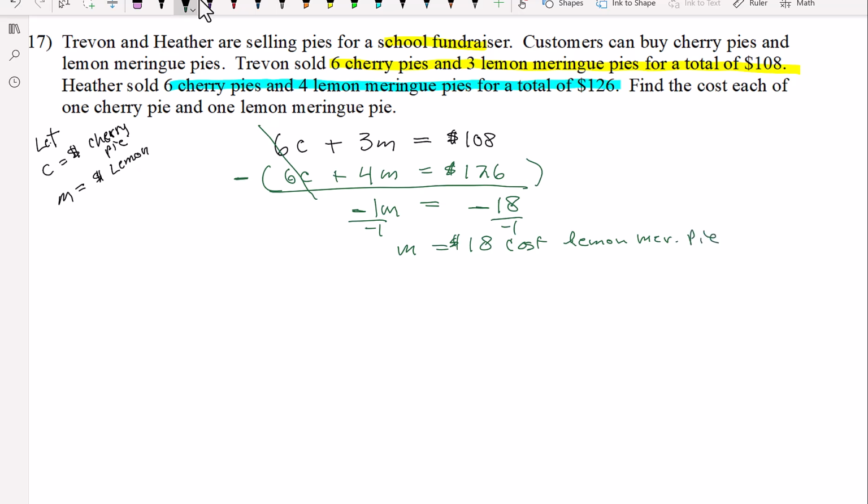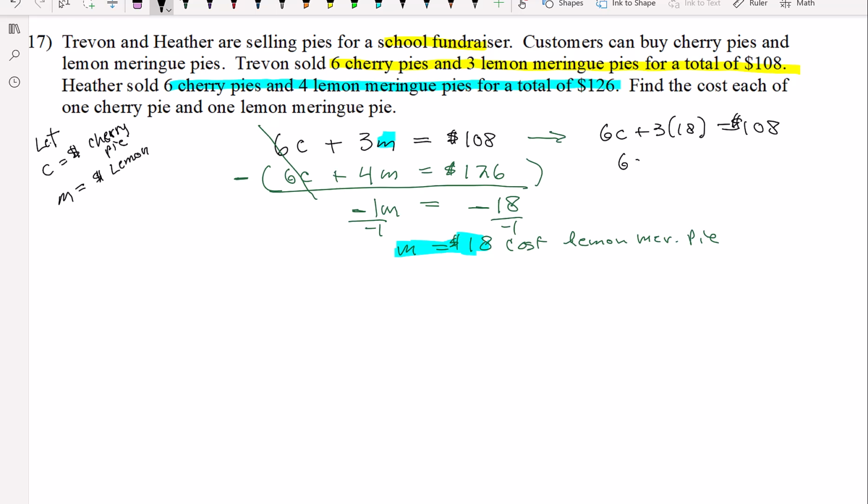And then you just take one of the top ones. I'm going to take this one right here. And I know that I can substitute M right there. I can put 18. So I'll write 6C plus 3 times that 18 is equal to 108. And 3 times 18, I believe, is 54.